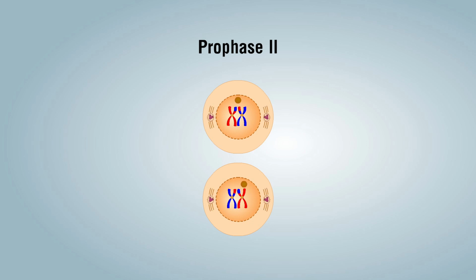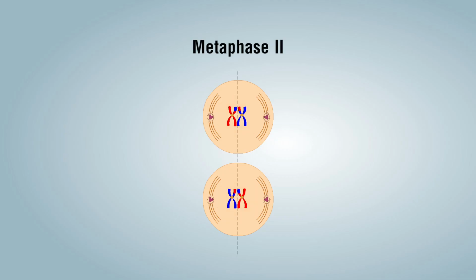The first phase is Prophase II. During this stage, the chromosomes begin to condense, becoming short and compact. The nuclear envelope and nucleolus disintegrate. Centrioles and spindle fibers appear, but no crossing over occurs at this stage.